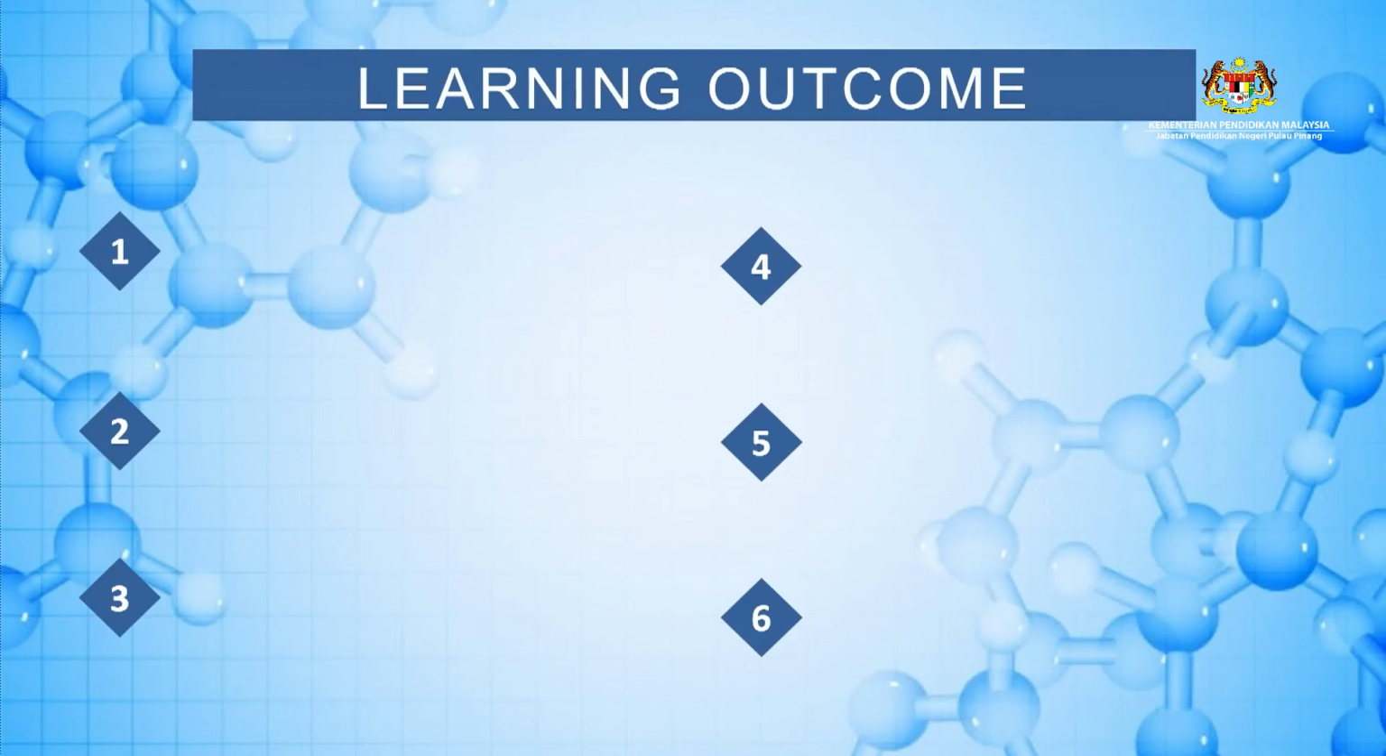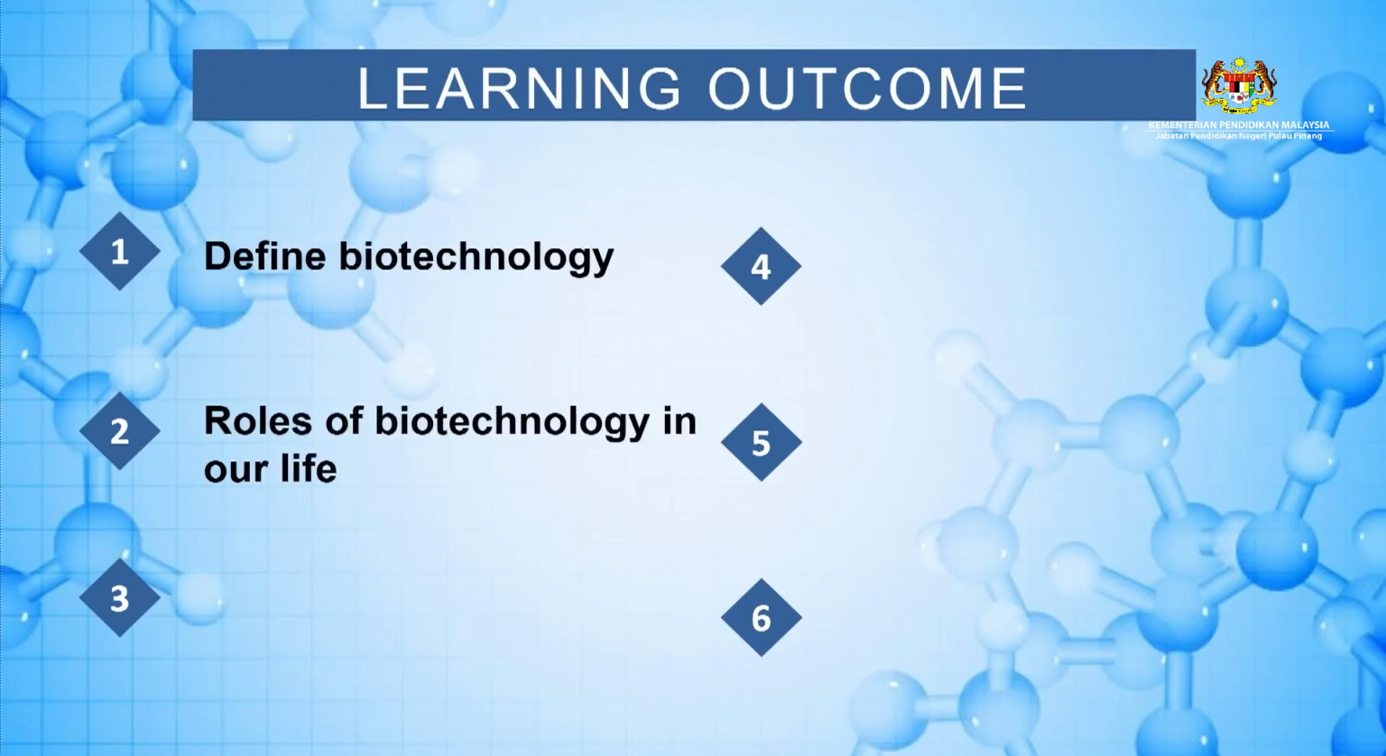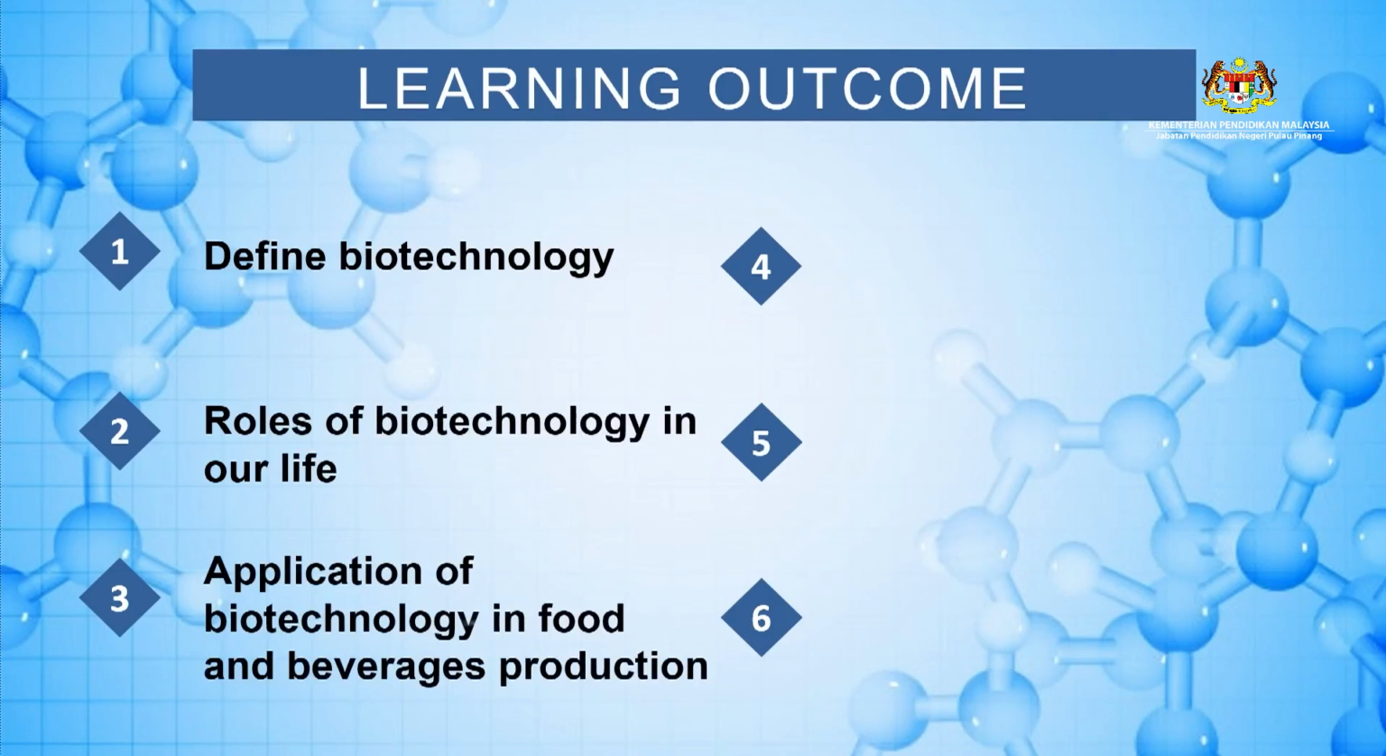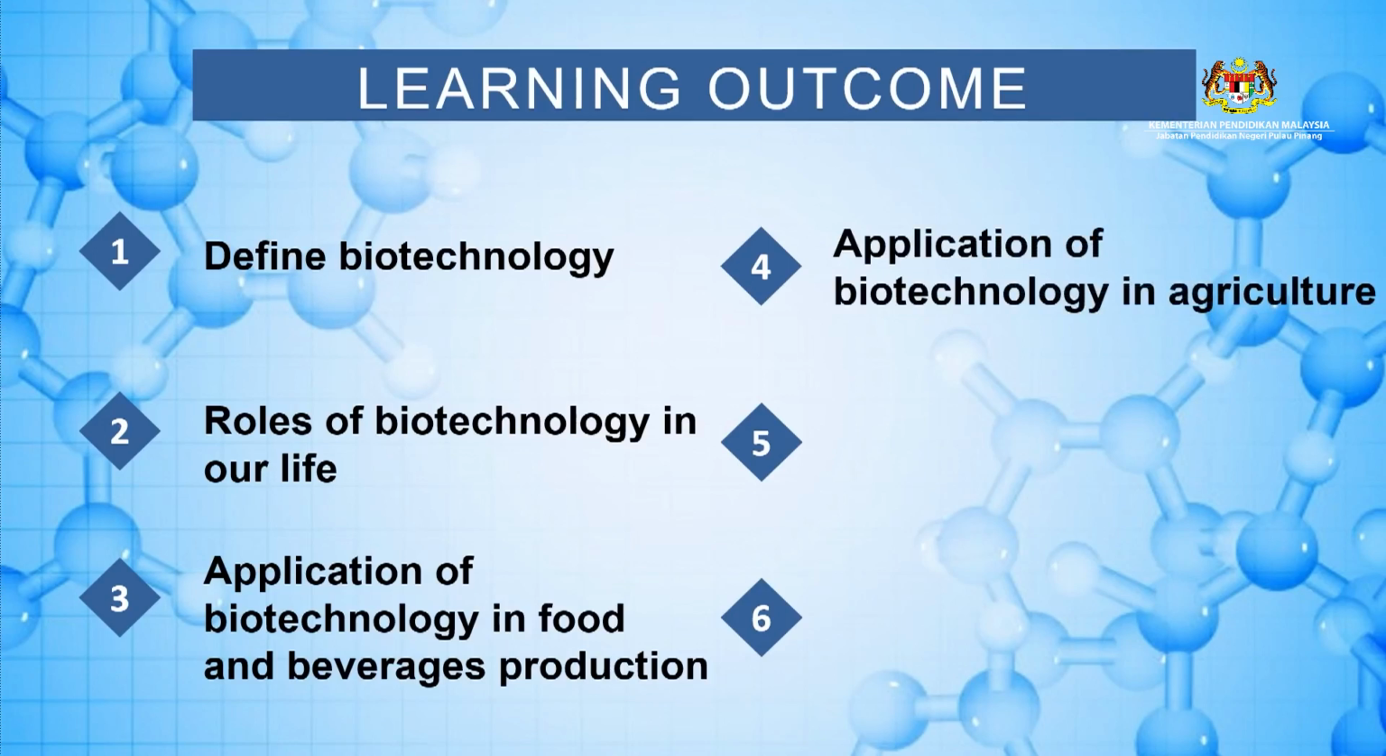By the end of the lesson, you will be able to define biotechnology, outline the roles of biotechnology in our life, and describe the applications of biotechnology in food and beverage production, such as fermentation and vitamin-rich eggs. Describe the application of biotechnology in agriculture: hybrid rice, herbicide-resistant plants, and transgenic fish.